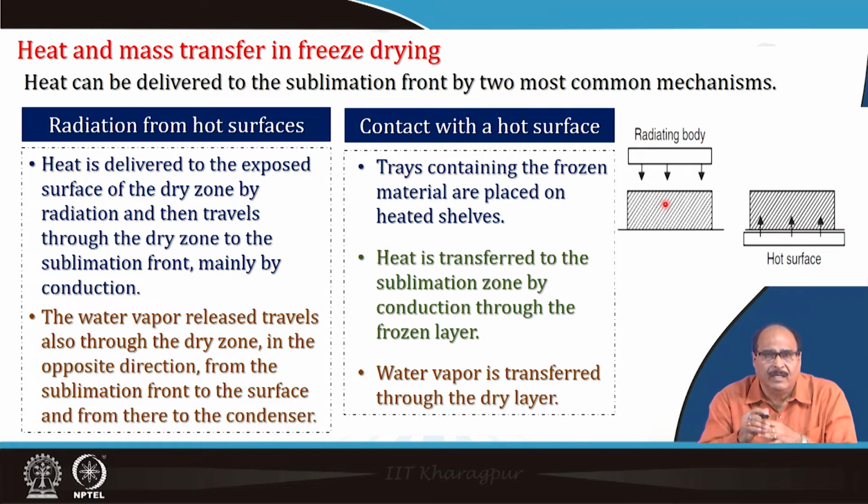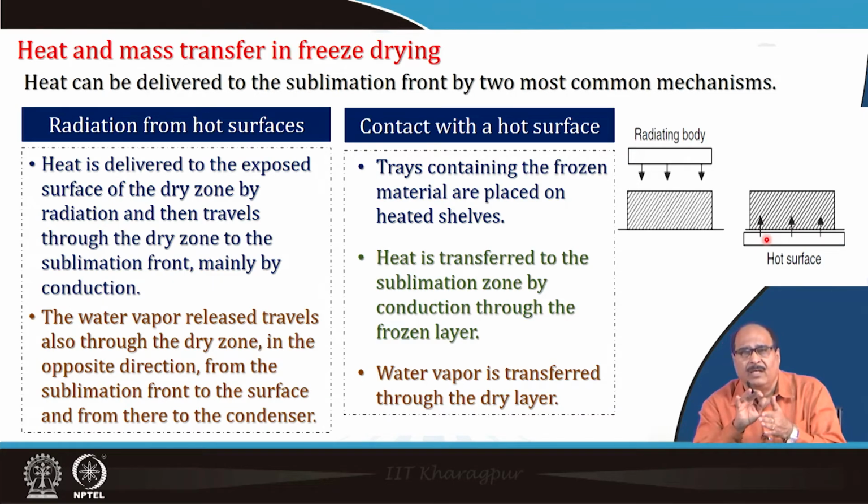Then the second way of the heat transfer is the contact with a hot surface. The frozen material is in direct contact with a hot surface, you can see in the second figure. So, the trays containing the frozen material are placed on the heated shelves, heat is transferred to the sublimation zone by conduction through the frozen layer, and water vapor is transferred through the dry layer.